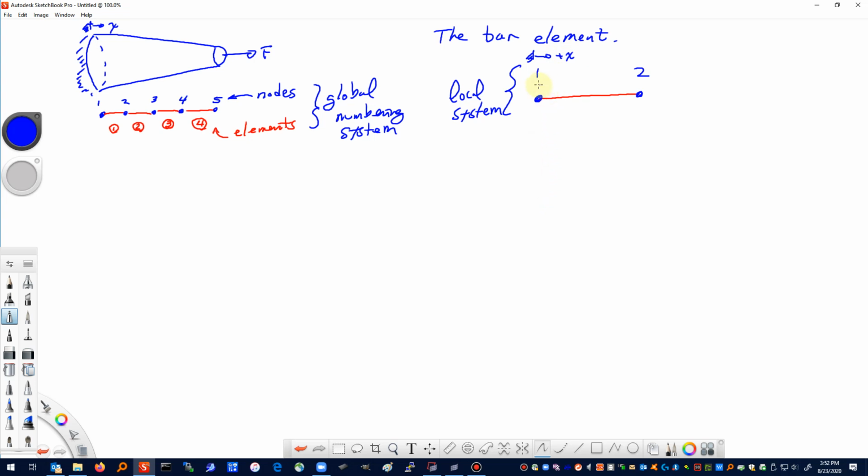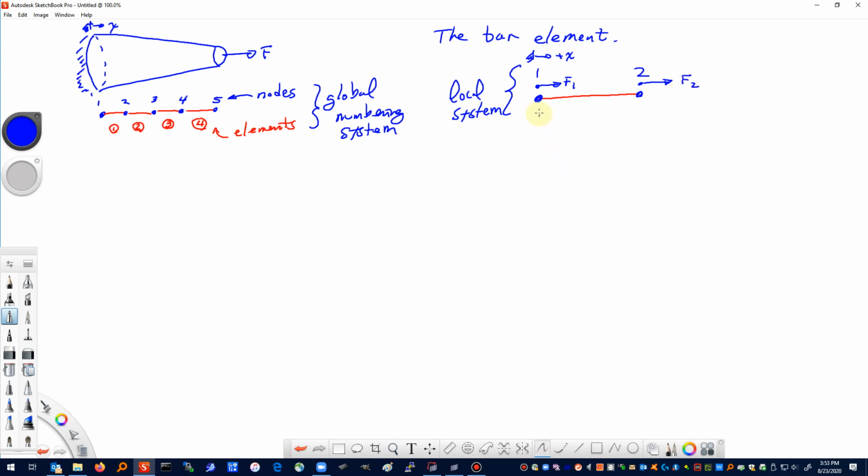Positive axial direction is that way. And I can talk about a force that's in node 1 and a force that's acting on node 2 from that element. Now, if this is in equilibrium, their magnitudes are going to have to be equal, and we'll get into that in just a little bit. But let's just say we have a force at node 1 and a force at node 2, and we're going to draw them in their positive directions according to that coordinate system.